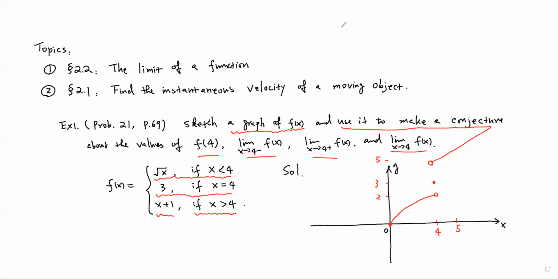The first one, function value at 4. Solid point is here. Height of graph is function value. So this solid point, the height is 3. So function value at 4 is 3.